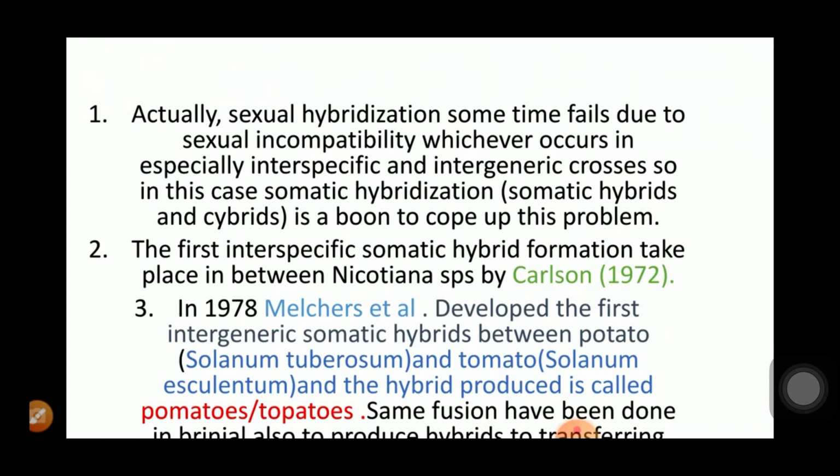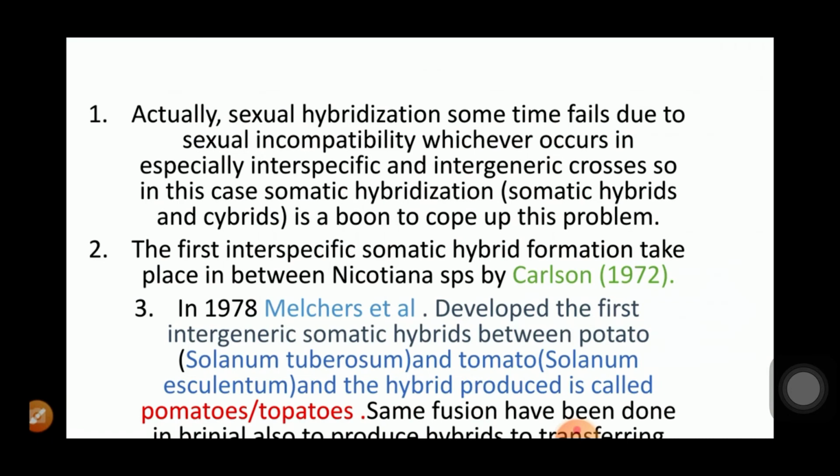So the main aim or objective of somatic hybrids is to develop some of the agronomic traits. Agronomic traits means drought resistance, good quality, flower color, that is, good quality of breeds. For this consideration, this somatic hybridization technique was developed.